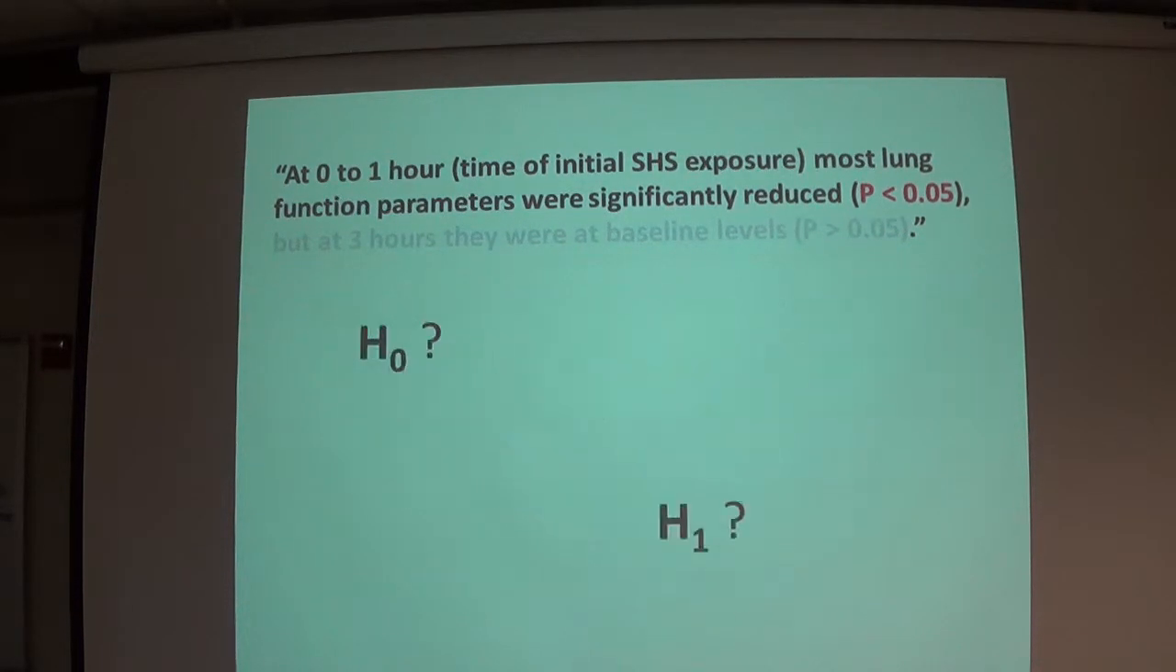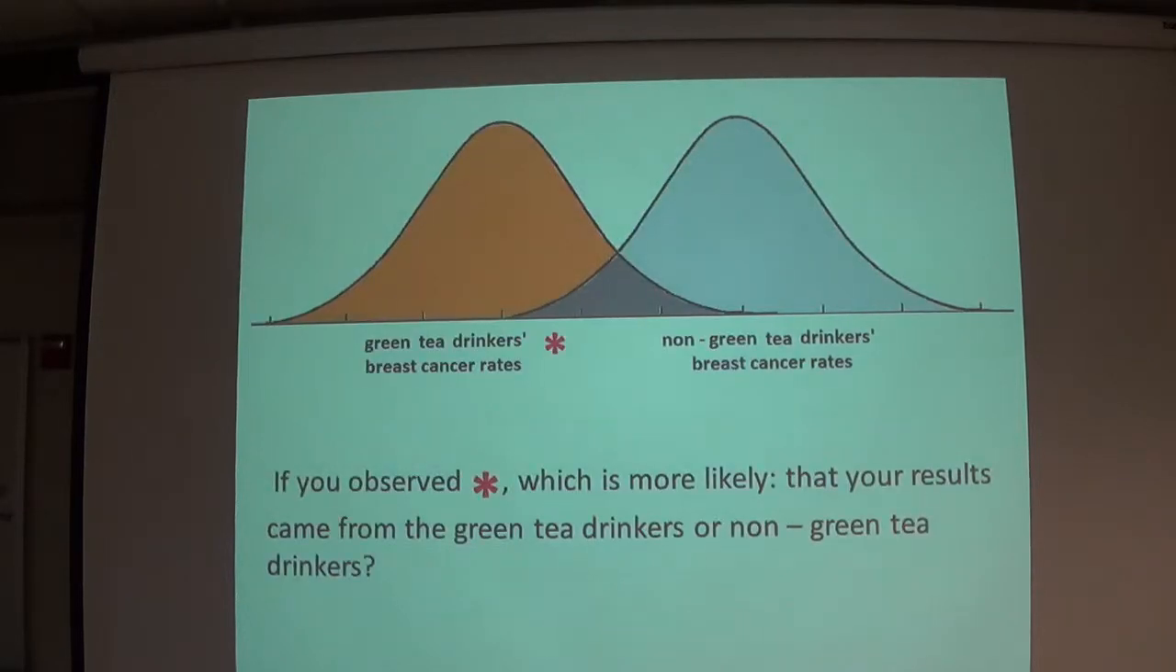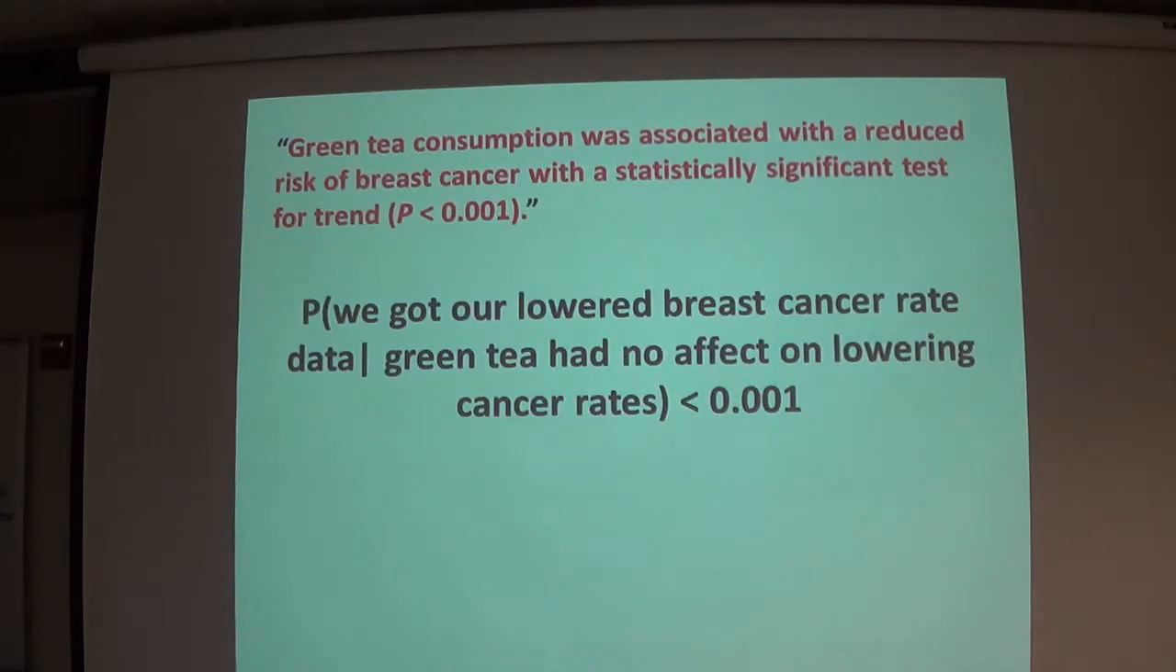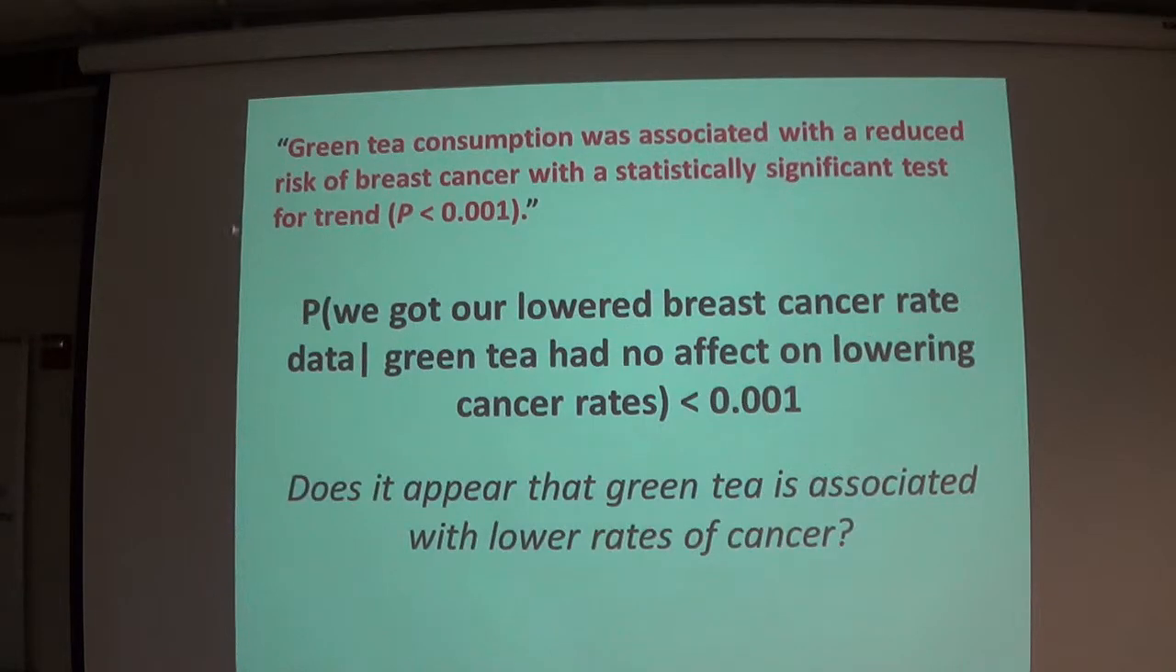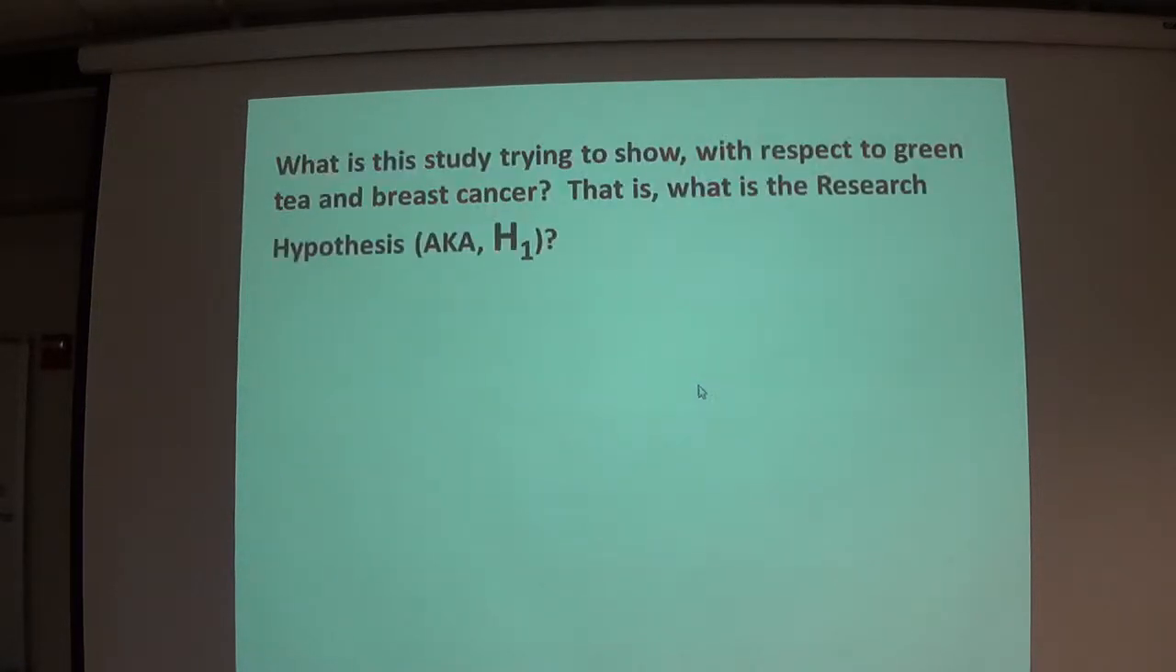So let's back up again. Let's go back to green tea. Here it is. We got lowered breast cancer rate data, assuming green tea wasn't going to lower it. What's that right there again? Contradiction. That's another contradiction. How do you tell it's going to be a contradiction without even reading the words? What tells you? Eric picked this out immediately last time. Less than 5%. 0.001, 1 in 1,000.